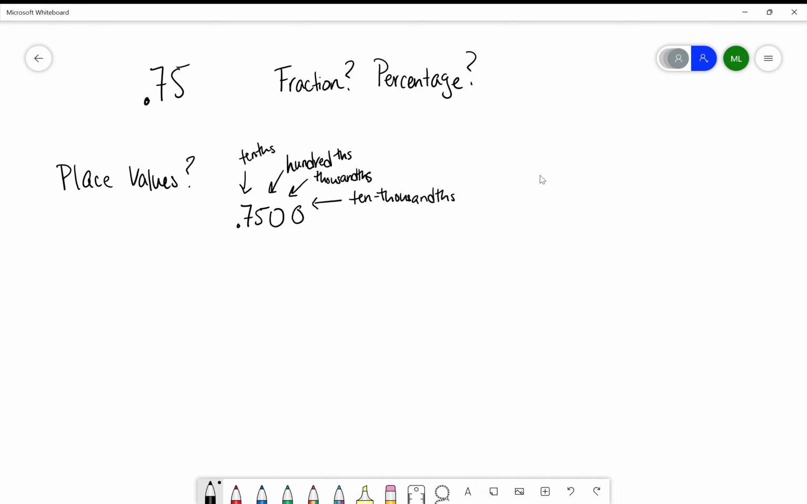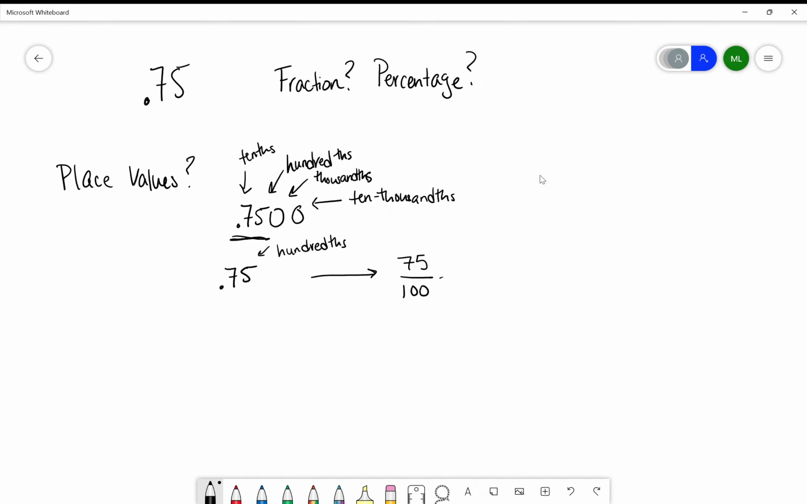Alright, so now let's look here. Our decimal ends right here at the 0.75. So 0.75 ends in the hundredths place, and since it ends in the hundredths place, it's out of 100. So I can write this as a fraction. It's 75 out of 100, because it ends in the hundredths place. Now, this is not your final answer when you're being asked a question. You want to simplify this fraction, the 75 over 100.